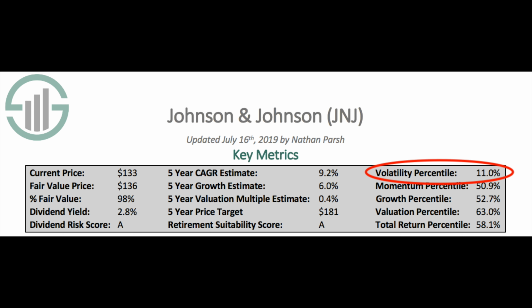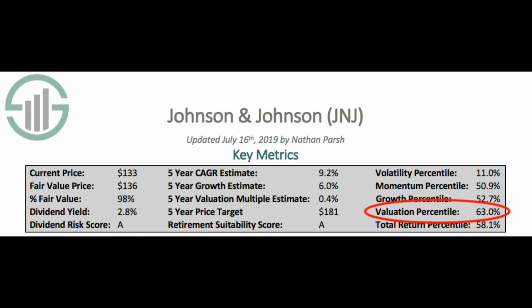The last column contains percentile scores for a number of quantitative characteristics. The first is volatility percentile, which is the percentile rank of the stock's 3-year stock price standard deviation. The second is momentum percentile, which is the percentile rank of the stock's trailing 1-year total return, including reinvested dividends. The third is growth percentile, which is the percentile rank of our 5-year earnings growth estimate for the company.